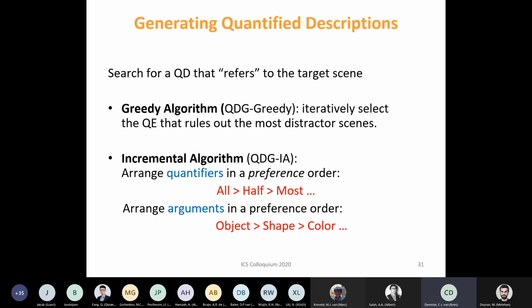So what the algorithm needs to do is search in the space of all possible quantified expressions to make good choices about what to say next. Lots of options suggest themselves. For example, you could have a greedy approach where you always choose the quantifier expression that removes most scenes. Another approach, the incremental approach, always uses the same order of quantifiers, always looks at, is this going to remove any scenes?